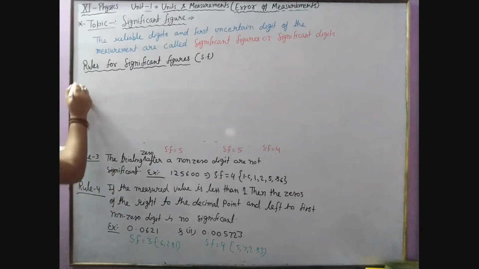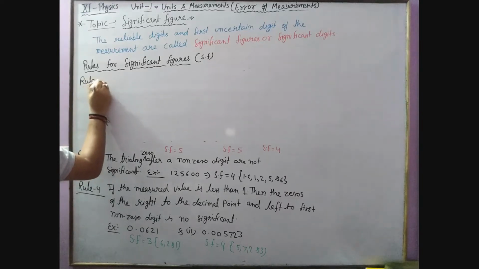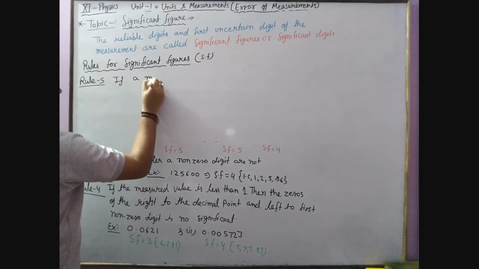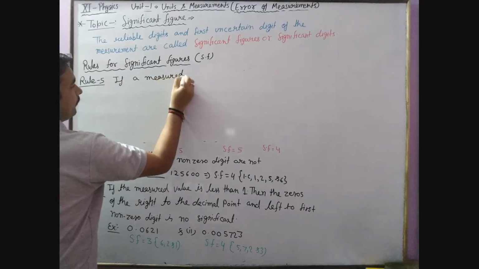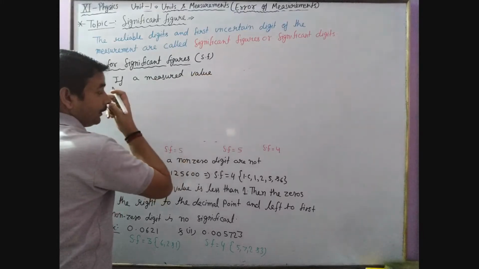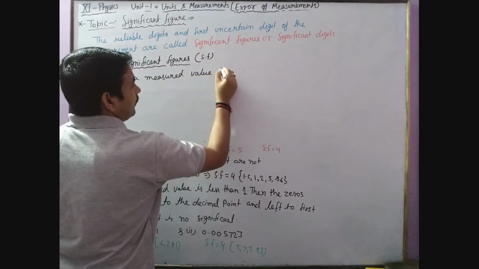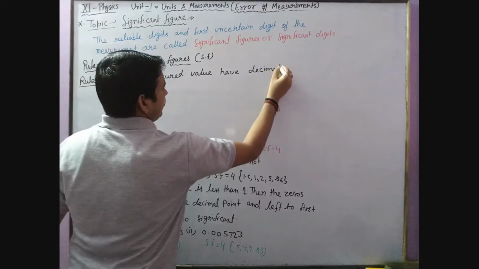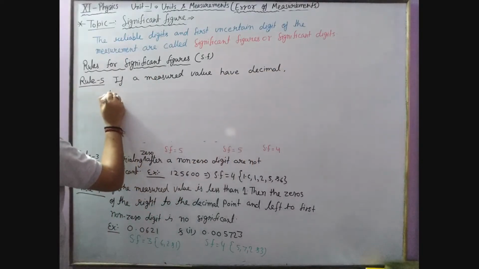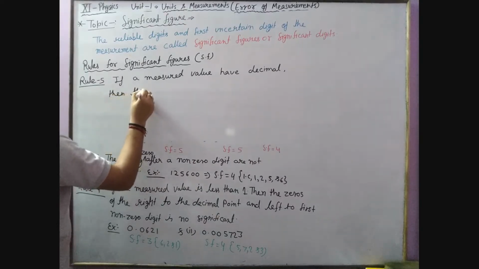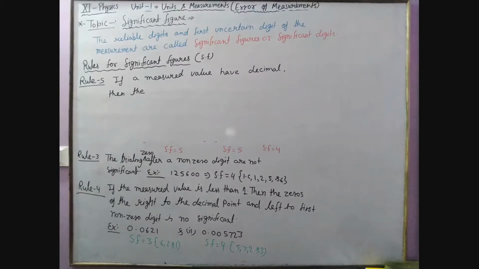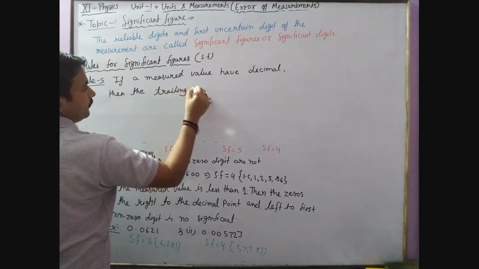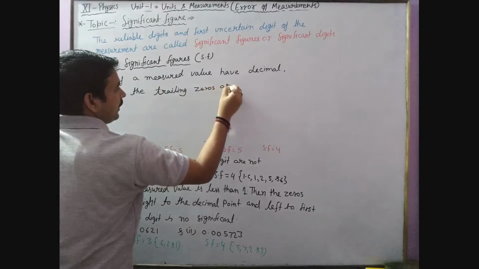Okay, rule number 5. If a measured value has a decimal, then the trailing zeros are significant.